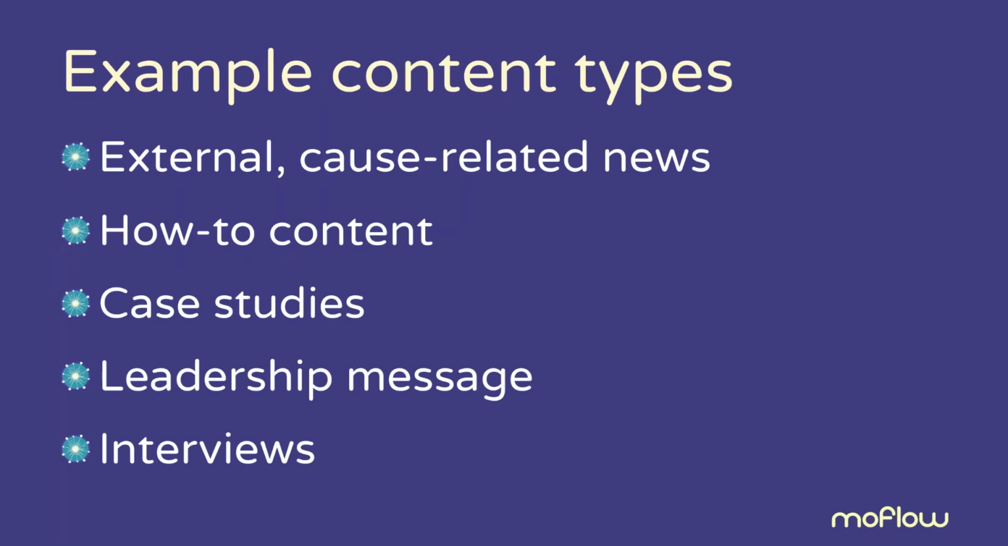So here are a few examples of what I mean by content types. External cause-related news. So maybe you will be featuring news stories on your blog. Something was happening in the news. You're going to explain it on your blog with some commentary from your organization. External news that has nothing to do with your organization, but something to do with your cause.